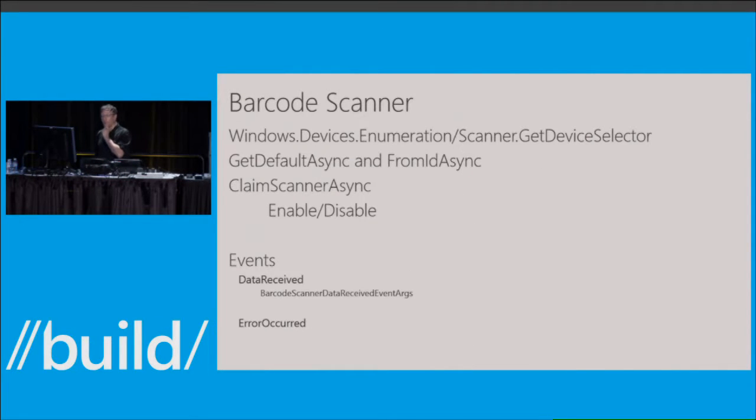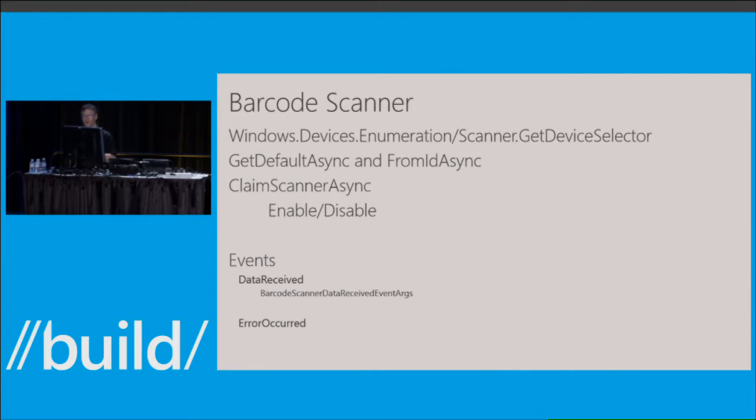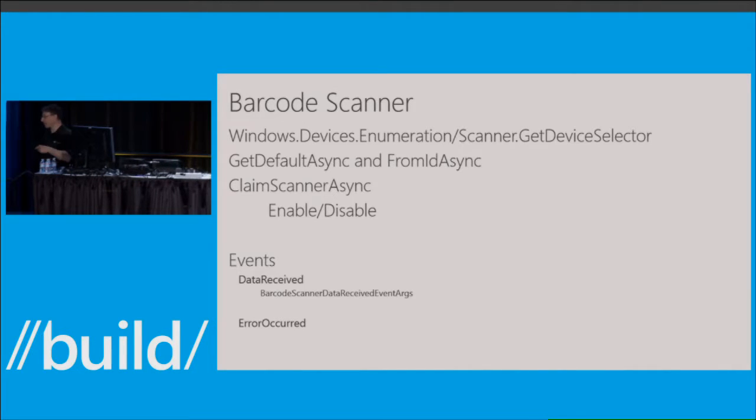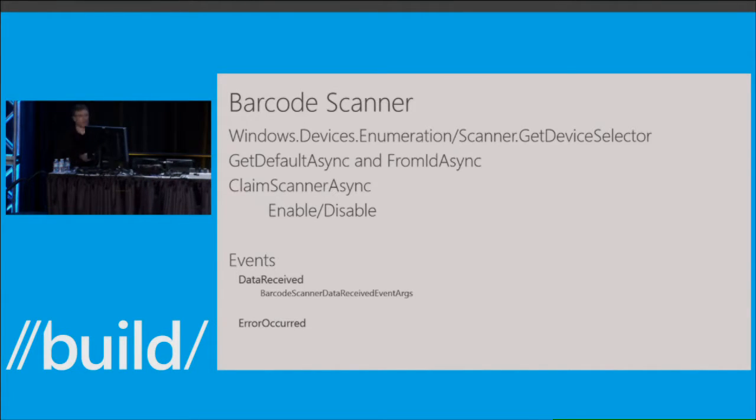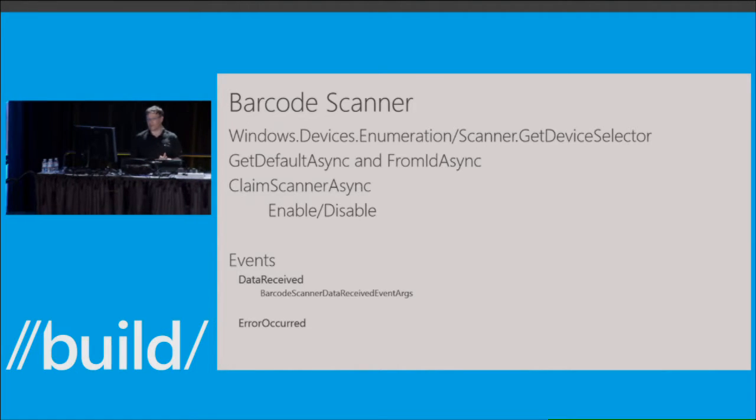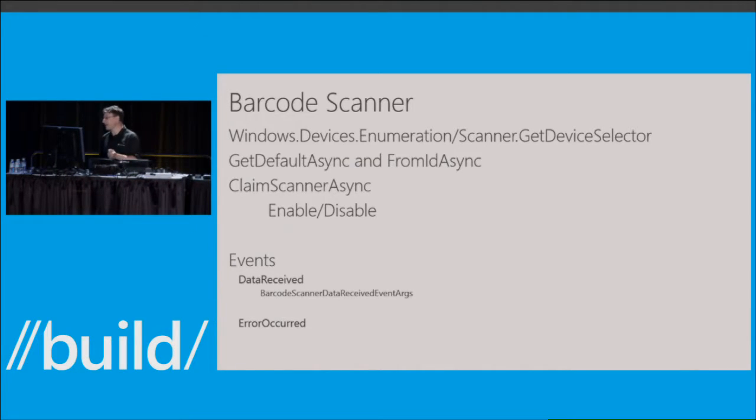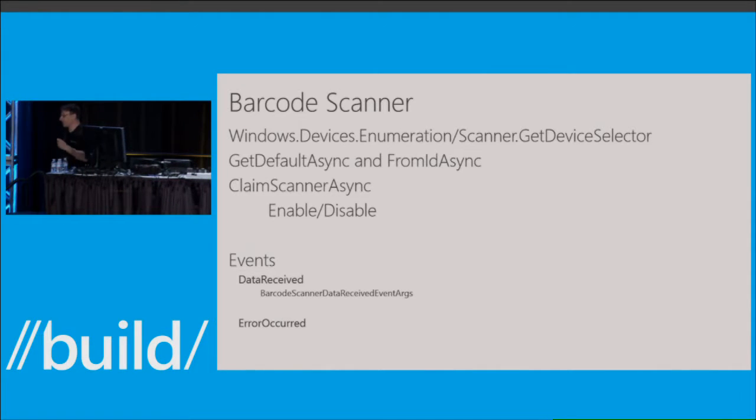Okay, so for barcode scanner, we've already talked about Windows devices enumeration. You'd use scanner.getDeviceSelector to get the device selector string that you would pass into Windows devices enumeration, and then get the device collection that you can iterate across to find out which devices are available, right? You can call getDefaultAsync to get the default device, or fromIdAsync once you've pulled out one of the device items from the device collection. So all of this model is very familiar. If you're already using many of the sensors built into Windows, this should be a very familiar model to you.